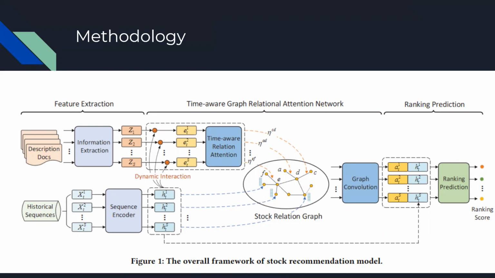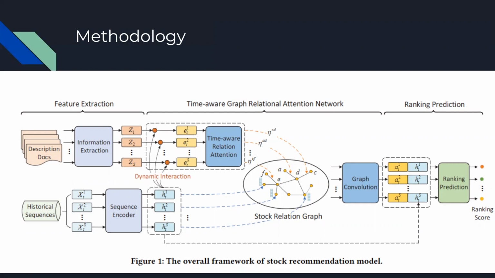This first section, the feature extraction, takes the description documents and the historical sequences. The historical sequences are encoded using a long short-term memory, or LSTM, network that is applied to that sequential data in order to encode these features over a given time. Additionally, the description documents are encoded using numerical topic numbers. This then is fed into that TRAN section of the model.